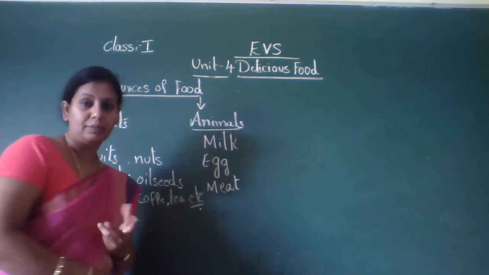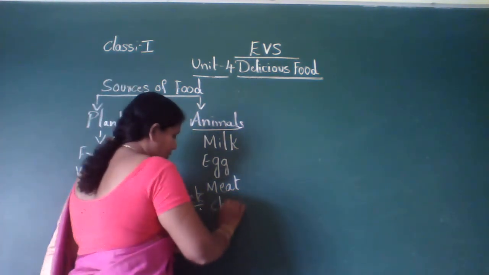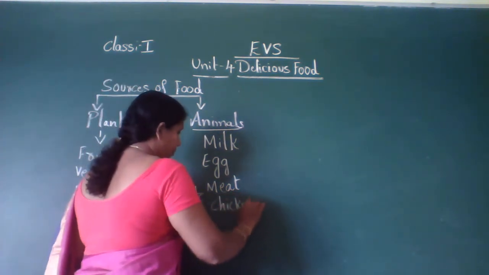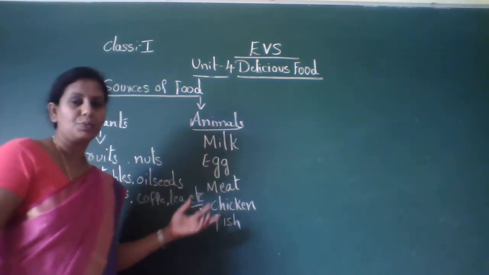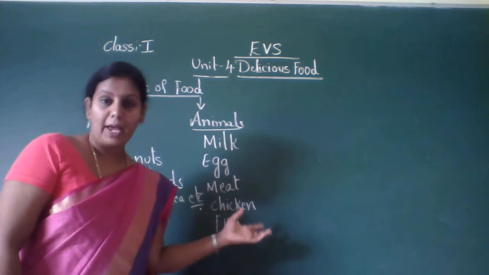Then chicken, isn't it? Then we use fish. So these are the food items which we get from animals.